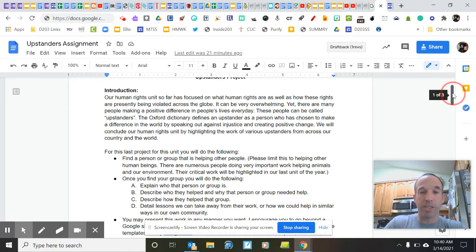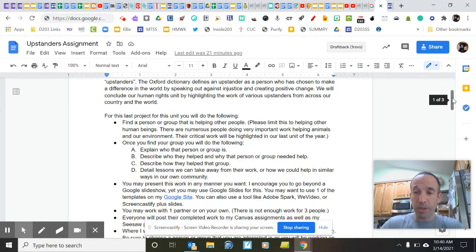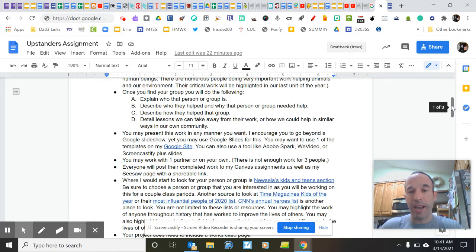For your assignment, you need to include four different things. You need to explain who that person or group is. You need to describe who they helped and why that person or group of people needed help. You need to describe how they helped that group or individual. And then finally, you need to detail lessons we can take away from their work. So, how can we use some of the things that they did to bring it to our own community? So, steps that you can do, small steps to help others in either our Lincoln community or Naperville Bolingbrook community.